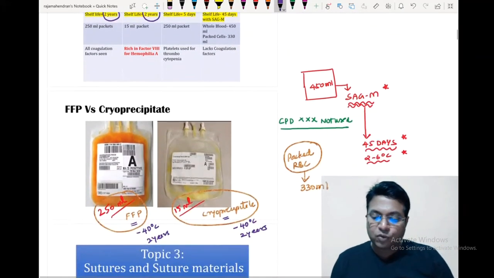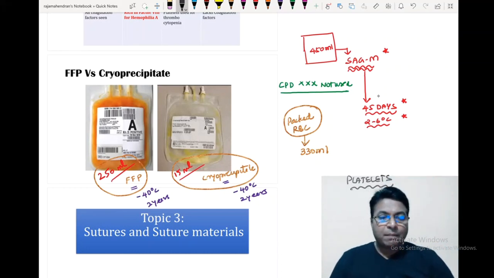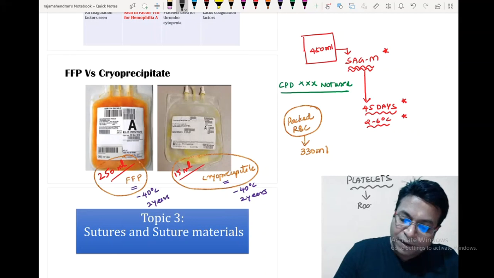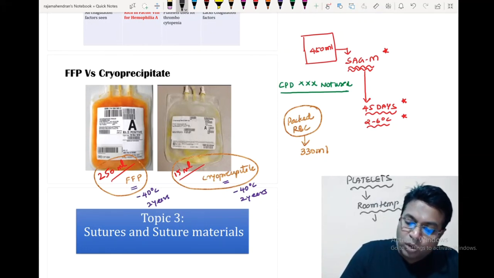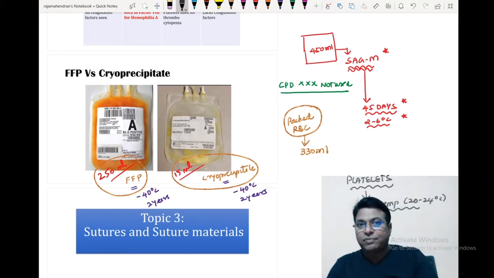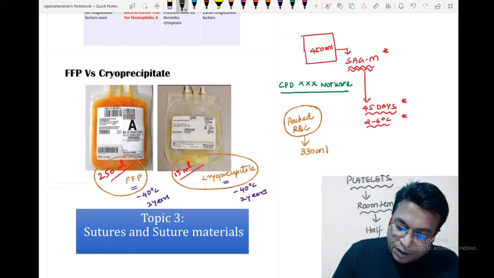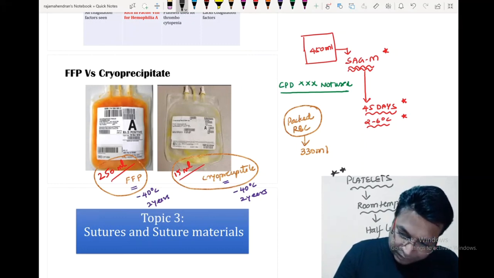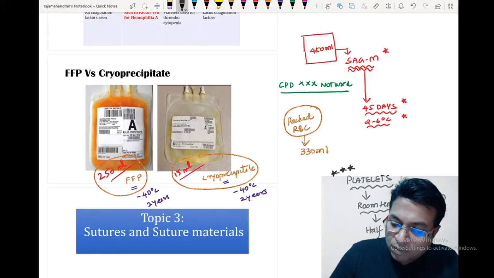A high yield MCQ for FMG exams is platelets. This is actually a pathology topic, but it is given in Bailey and Love, so I am taking it from there. Platelets are stored at room temperature, 20 to 24 degrees centigrade, on an agitator. They cannot be kept in the fridge. They should be kept on an agitator which is continuously shaking. How long can they be used? A definite MCQ for FMG exam. The half-life is only 5 days. You can use it only for 5 days, not more than that.